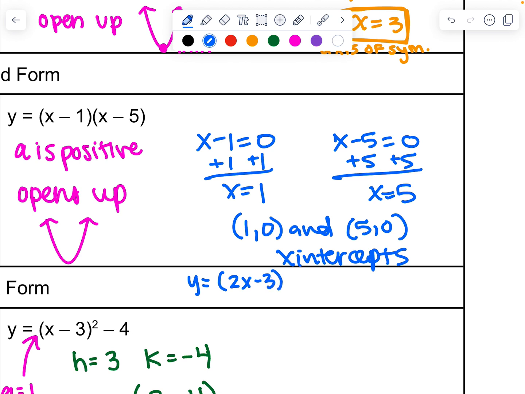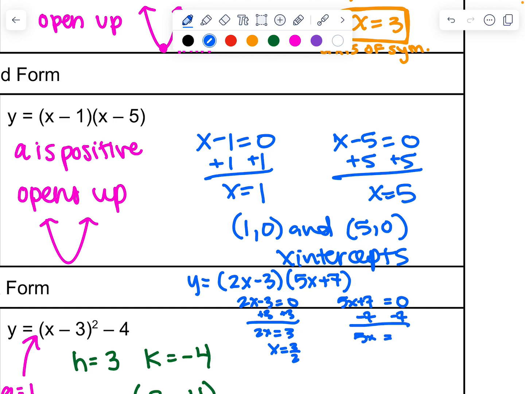-2x minus 3 times 5x plus 7. In this case, when we set these equal to 0 to solve, notice it's not just going to be 3, because we'd still have to come back and divide by the 2. So our x-intercept is going to be 3/2. Same thing with that 5x plus 7. It's not going to just be -7, because when you come back, you've got to divide by that 5. And we have x equals -7/5. That would just be an example of where it's not just the opposite.